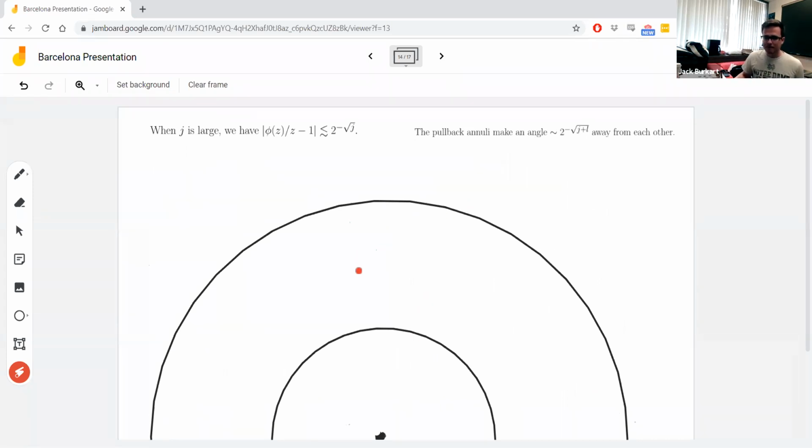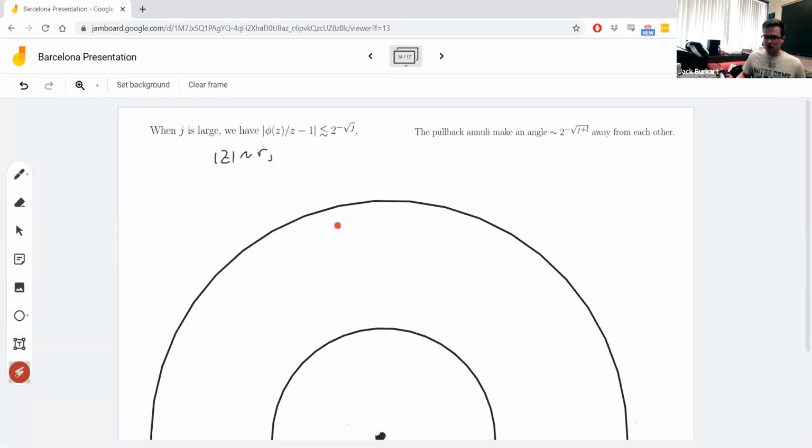So the key point here is that we can strengthen this. Given all of our inputs, we can calculate the decay rate. So we can calculate the speed at which the quasi-conformal correction phi tends towards the identity. And it does so at something like 2 to the minus square root of j. All that matters for us is that this is summable. So when the norm of z is approximately rj, we have that phi is close to the identity, and we have the rate at which, as j goes to infinity, it's going towards the identity.